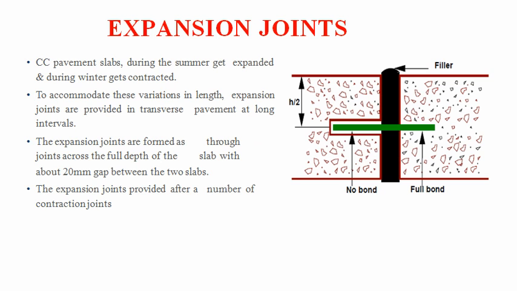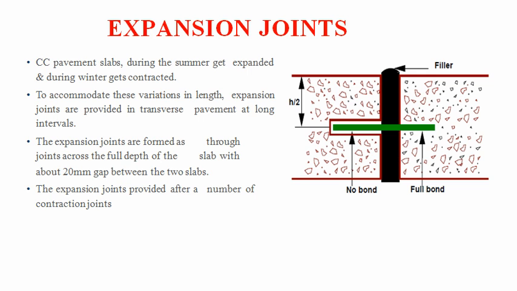Next, we shall discuss the expansion joints. Now, the cement concrete slabs during the summer season get expanded, and during the winter season they get contracted. So in order to accommodate these variations in length, the expansion joints are provided in the transverse direction of the pavement and at suitable intervals.